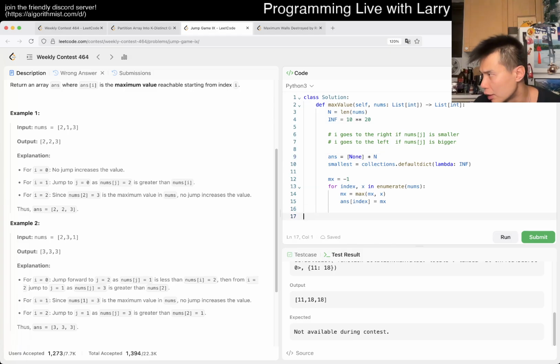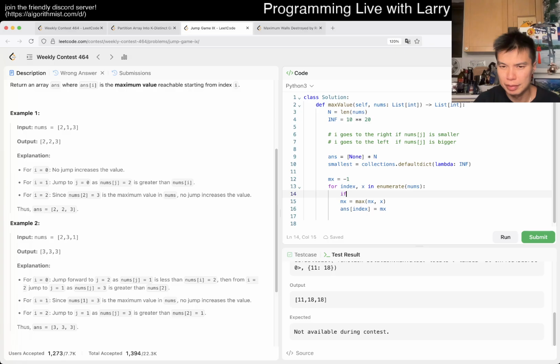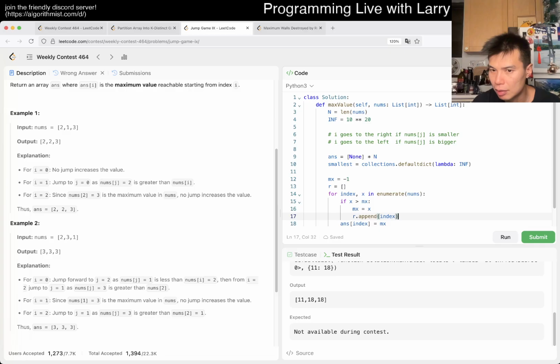But, okay, so we have this, and now that means that, okay, I think I get it now, maybe. I think I just need to also not do it this way, which is if x is greater than mx, then mx is equal to x, but we'll also maybe start a new region, right? Maybe off region and index, right?